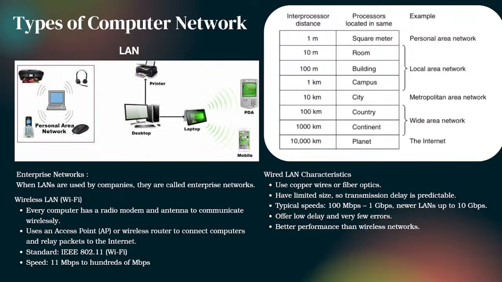Now when it comes to wired LAN, the characteristics are: obviously it uses copper wires or fiber optics, right? It has limited size, and transmission delay is also predictable in this area. The typical speed is 10 Mbps to 100 Mbps, and newer LANs go up to 10 Gbps, gigabits per second. It also offers low delay and very few errors, better performance than wireless network.